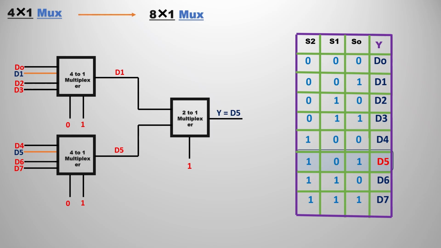So we are going to select D1 in the first 4 cross 1 MUX, and we are going to select D5 in the second 4 cross 1 MUX according to the position. After selecting that, we are going to pass them as outputs. For the second 2 cross 1 MUX, we are going to have inputs as D1 and D5. The select line is 1 for the 2 cross 1 MUX. So 1 means what? We are going to select the next one according to the position, that is D5, our final output. From the truth table also we can verify that. I hope you understood this.